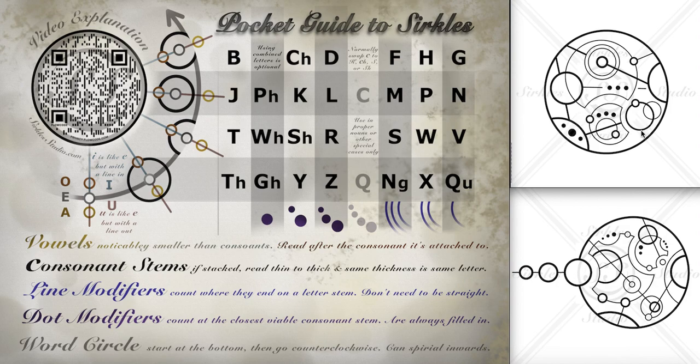And our next word here starts at the bottom, and even though there's no letter directly at the bottom, we just go counterclockwise until we hit our first letter. And this is on the line of the word circle. So we're in this bottom row. It's this stem here. And it has no modifiers. So that makes it a TH. So TH. And then our next letter is an E, just like that E.